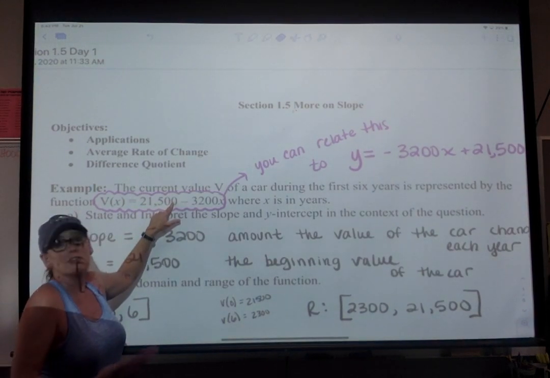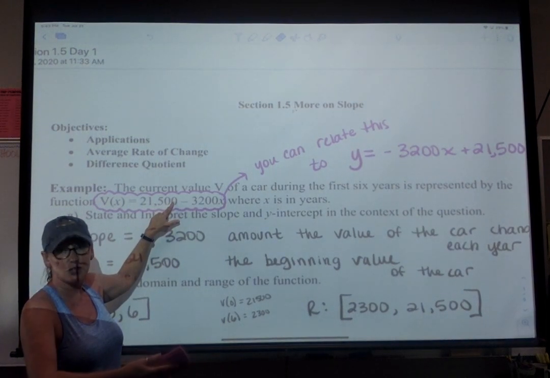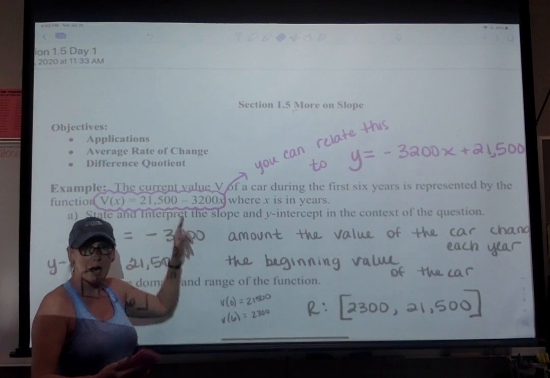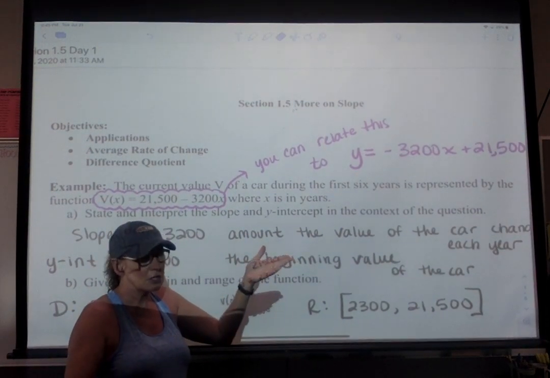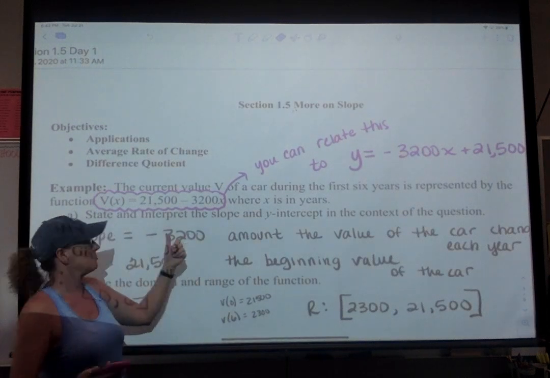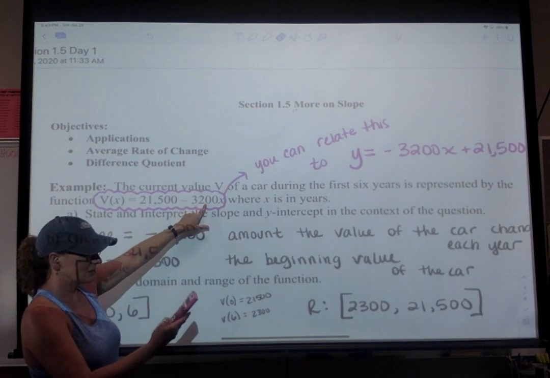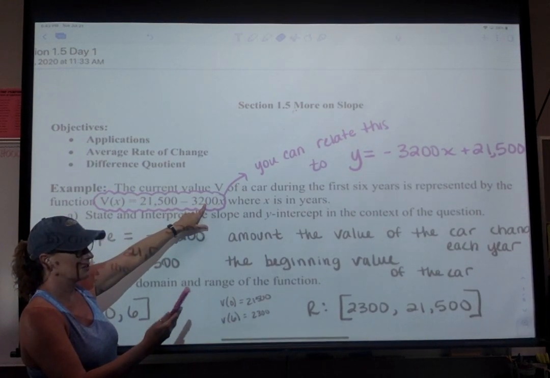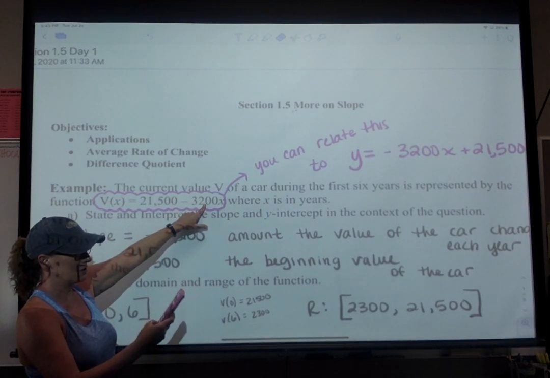Well, what else can I plug in for x? Can I plug in 1 for years that I've owned the car? Can I plug in 2? How about 3? How about 4? How about 10? Sure, I can own a car for 10 years. No, that's not going to work in this equation, because think about it. Let's start at 21,500. After the first year, let's knock off $3,200. Second year, $3,200 more. Third year, $3,200 more. Fourth year, fifth year, sixth year.